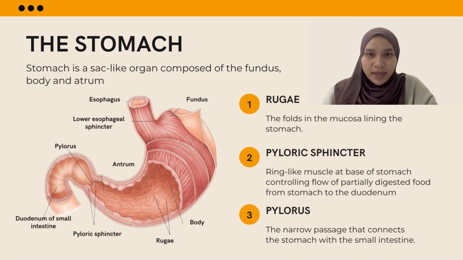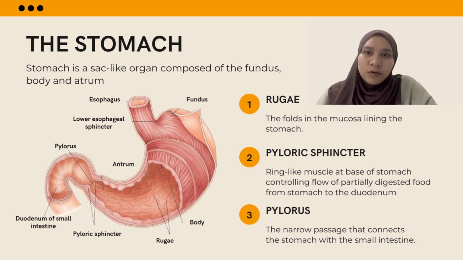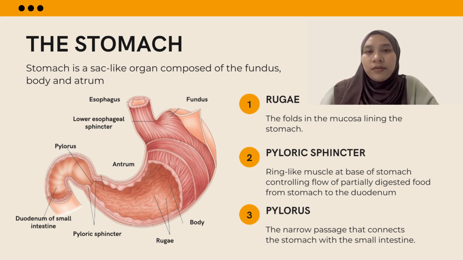Next is the stomach. The stomach is a sac-like organ composed of the fundus, an upper rounded part, a body as the main portion, and the antrum, a lower part of the stomach. Rugae are the folds in the mucosa lining the stomach. These folds allow the stomach to increase and decrease in size. Glands located within these folds produce gastric juice. Then, gastric juice, made up of enzymes and hydrochloric acid, helps in the beginning of food digestion.